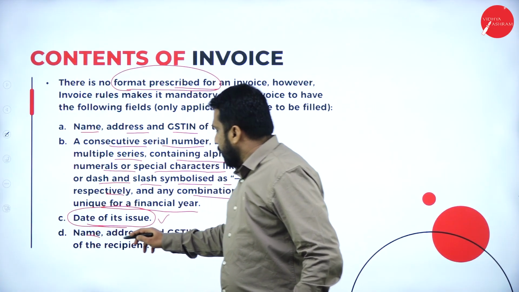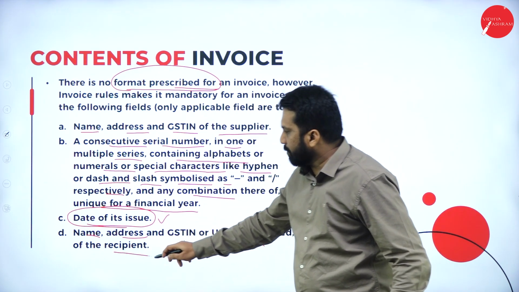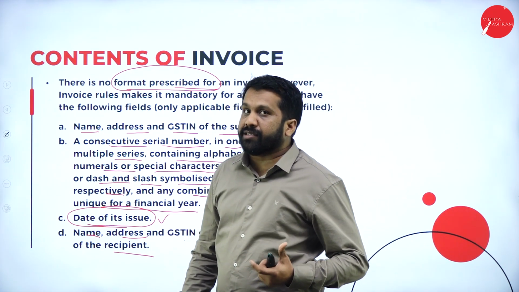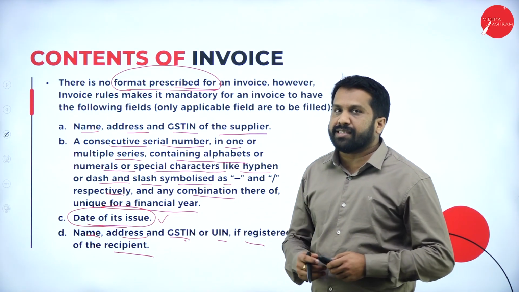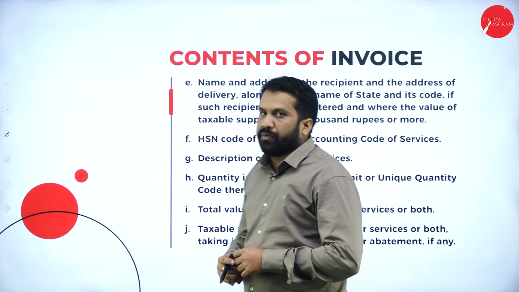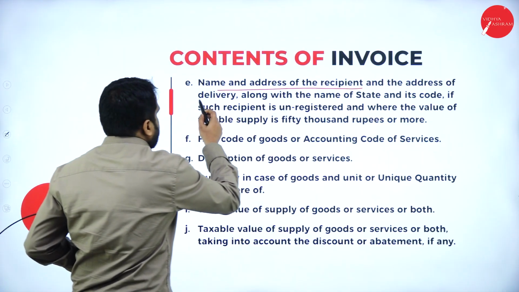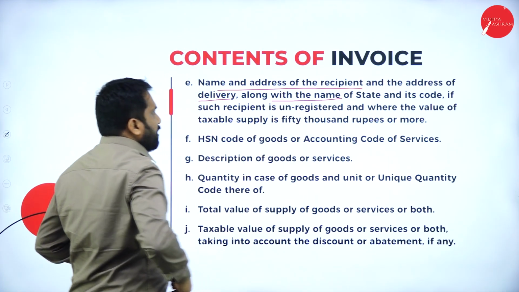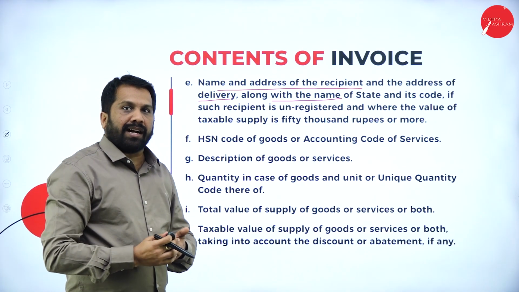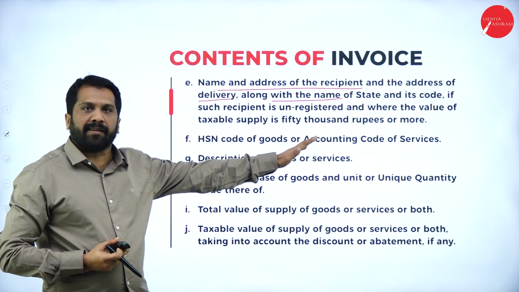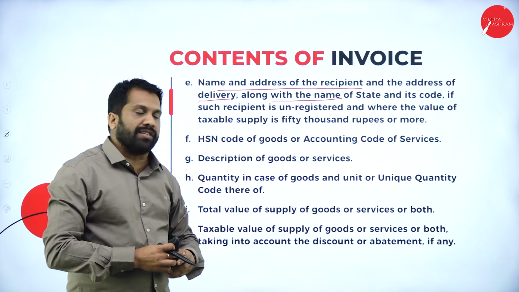Next, name, address, and GST number or UIN number, if registered, of the recipient. See, as I told you, the name and address of the customer as well as the GST number of the supplier is compulsory, mandatory. Along with that, the name and address of the recipient and the address of delivery along with the name of the state. For example, if the goods are supplied directly to their place, the responsibility is taken by the seller. Then the address, state, and pin code, everything must be there on the invoice.